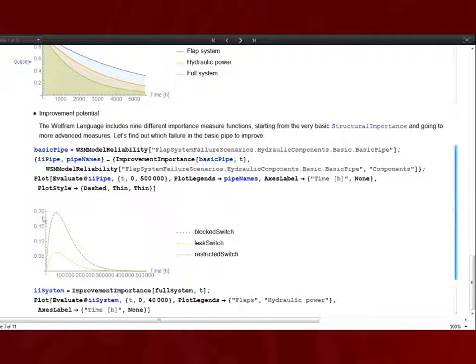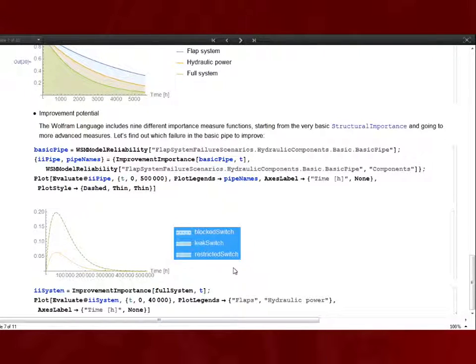And then we can see for the individual pipes, which is the most important failure. And we can see here that the blocked switch and the restricted switch have very similar behavior in importance, while the leak switch has less importance. So based on this, we can know which of the faults are, from a reliability perspective, most important for us.